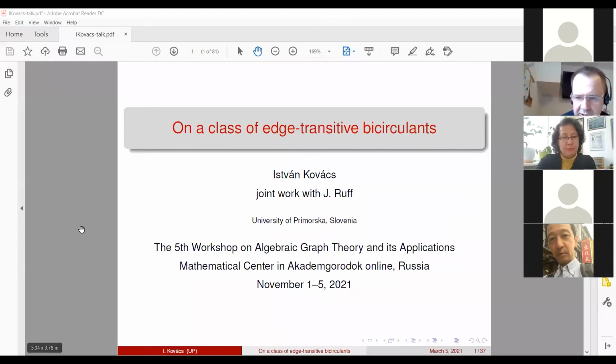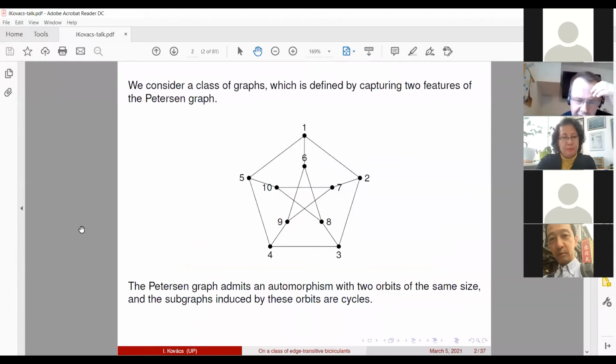So this is a class of graphs which was defined by capturing two simple properties of the Petersen graph. The Petersen graph clearly admits an automorphism with two orbits of the same size. Just a rotation does that. And if you look at the subgraphs induced by these orbits, you will get two cycles.